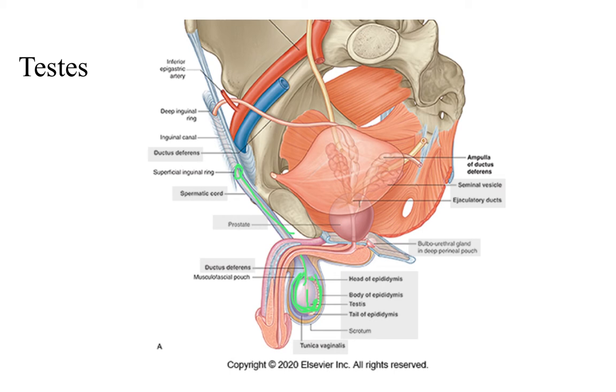Surrounding the tunica vaginalis, you will see the cremaster muscle right here. And remember, we mentioned the cremaster muscle before. It is responsible for raising or lowering the testes in response to temperature changes. But it will also respond to arousal, sexual arousal, as well as stroking of the inner thigh.